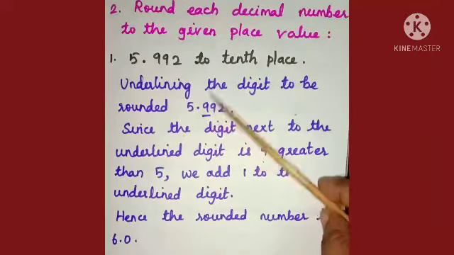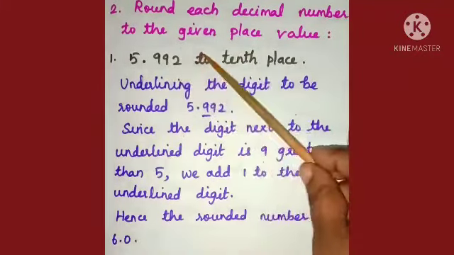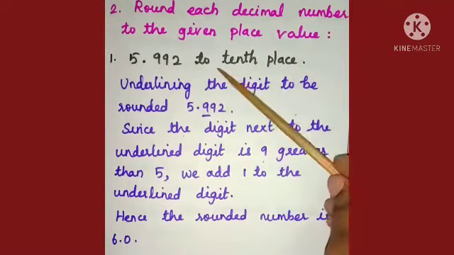Children, the second problem: round each decimal number to the given place value. So children, it is very simple.